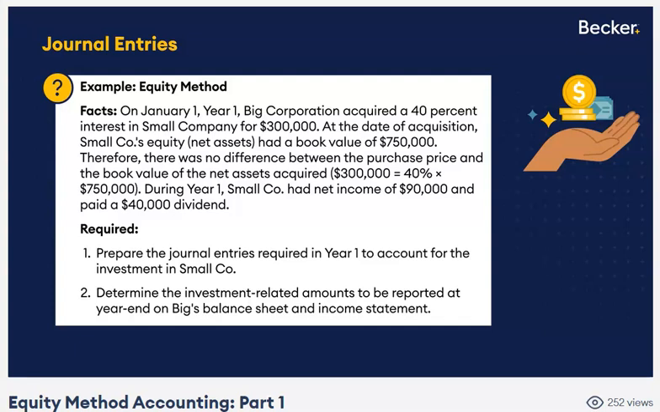Okay, the company did pay a dividend of $40,000. That's not all ours. Our percentage share, 40%, $16,000. We'll subtract that. That's not income. That reduces our carrying value. So cash goes up, but the investment account goes down. So total assets, no change. Okay, it's considered a return of capital.